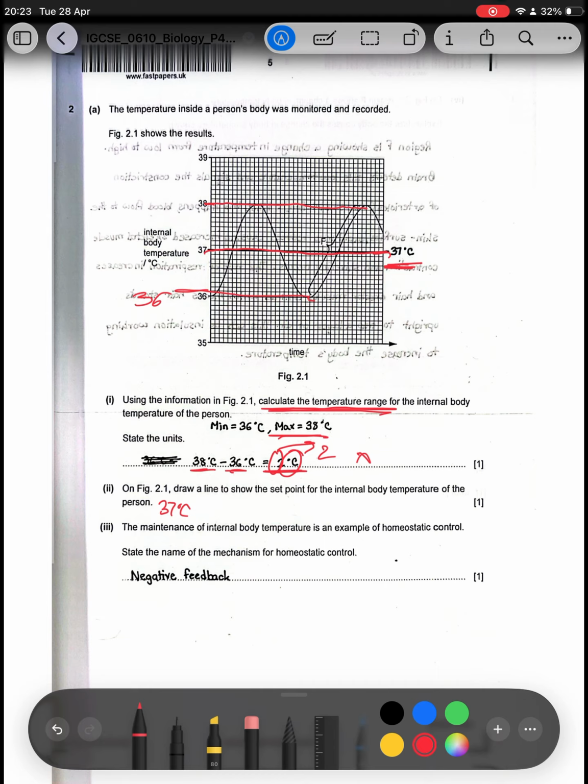In 3, the maintenance of internal body temperature is an example of homeostatic control. State the name of the mechanism for homeostatic control. And it's called negative feedback, because you are getting a feedback that the temperature is either too high or too low, and it needs to be set back to normal. So here, if it's too high, you need to bring it back to 37. If it's too low, you need to raise it up to 37. So this is the process of negative feedback and how the control works.